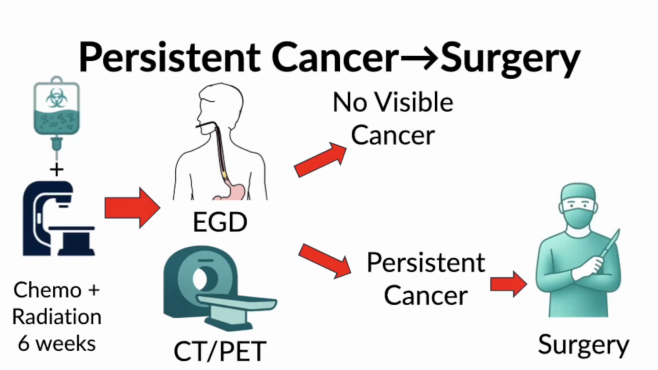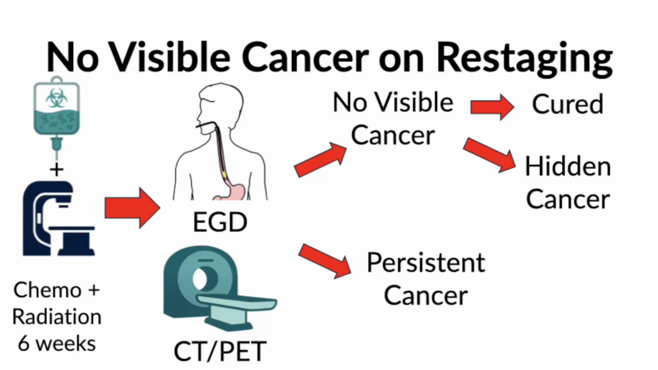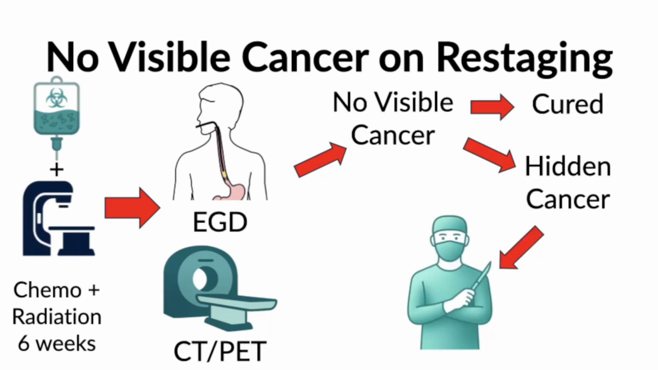Patients with persistent disease after chemotherapy and radiation are often candidates for surgery. Among patients with no evidence of cancer after chemotherapy and radiation, some are cured, but some simply have hidden cancer that will eventually grow back over time. Those patients who initially have no visible cancer, in whom the cancer then later regrows, are candidates for surgery.